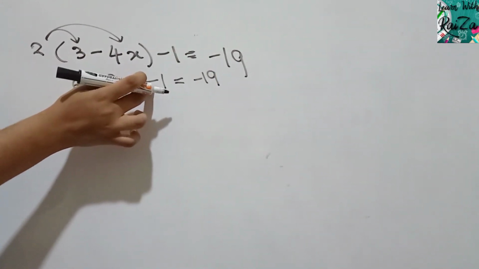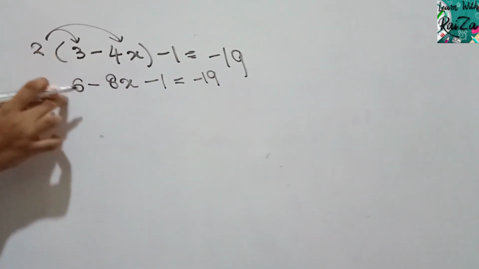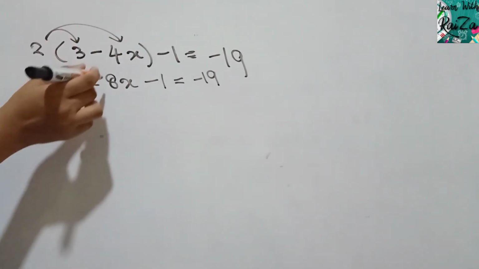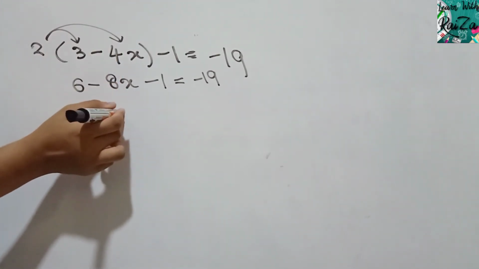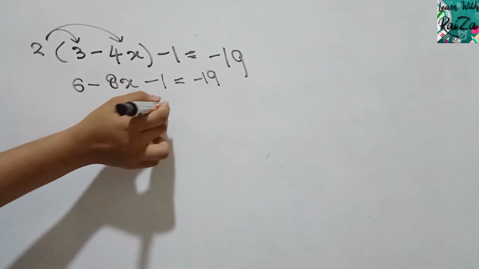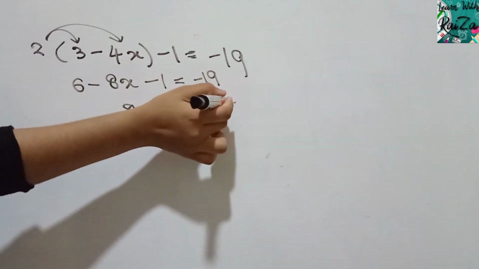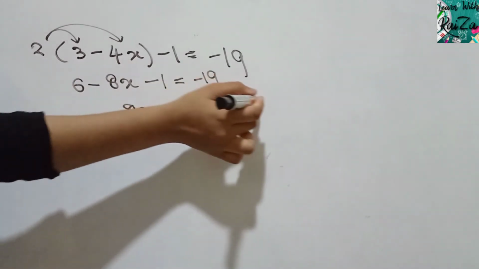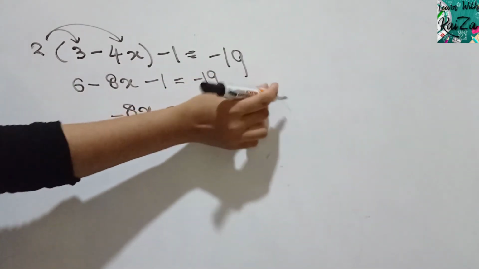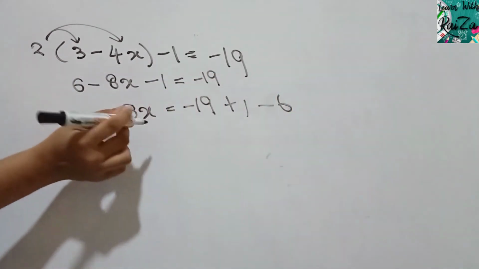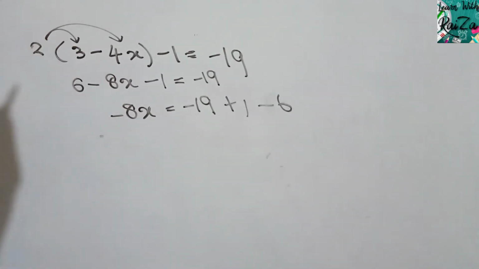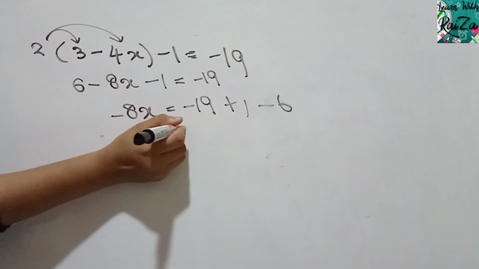Take this negative 1 and positive 6 to the other side because they are numbers, leaving this negative 8x alone here. Negative 19 here, positive 1 will come here, negative 6 will come here, right? So now you see all are negative and negative, it's very ugly. What we have to do, make all positive. Just a very simple work.